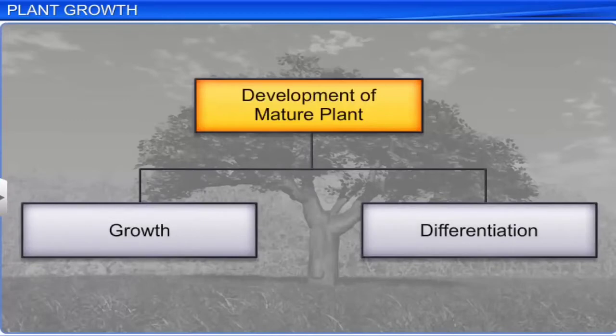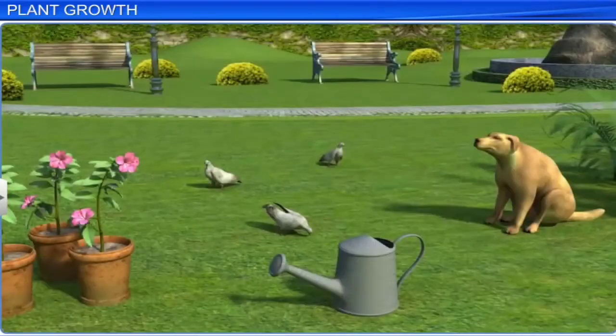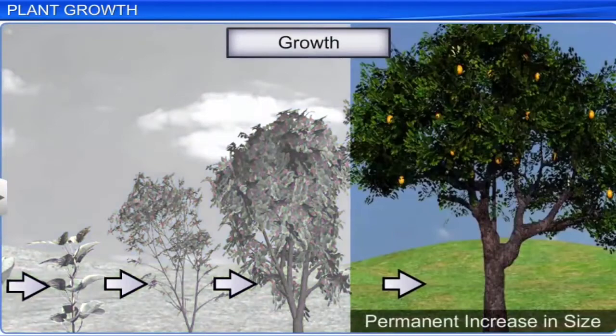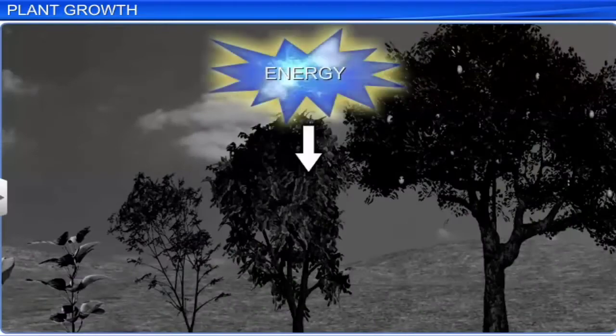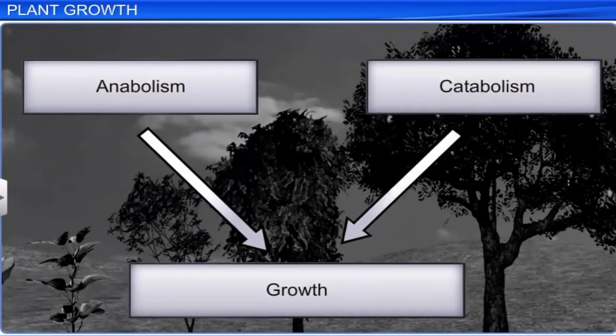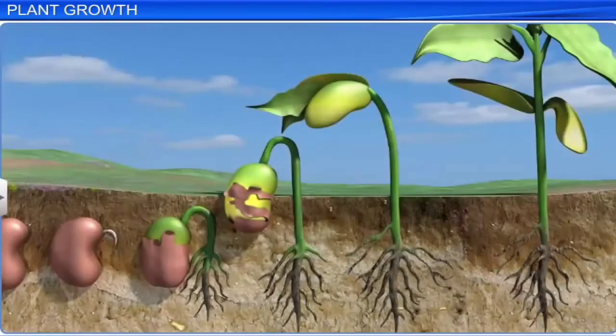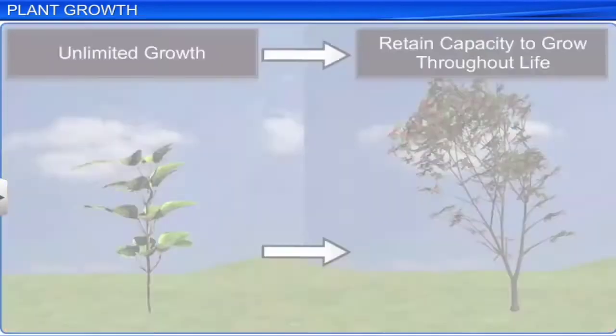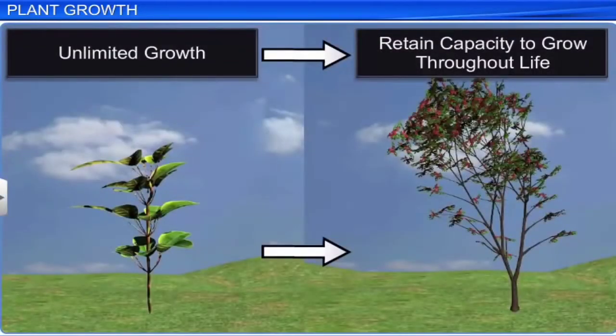Now, let's define growth. Growth is an important characteristic that is easily observed in all living organisms. It's a permanent increase in the size of an individual cell in a plant. It requires energy and hence accompanies anabolism and catabolism. In plants, growth is unlimited and hence they retain the capacity to grow throughout their lifespan.